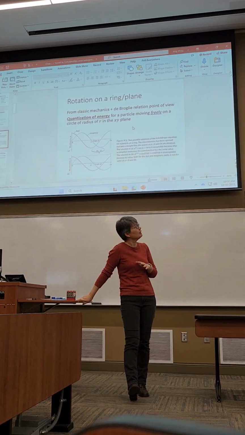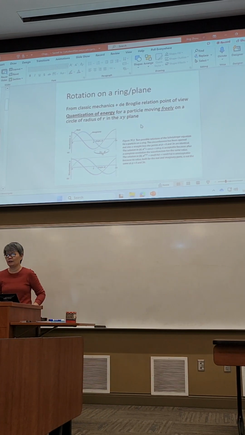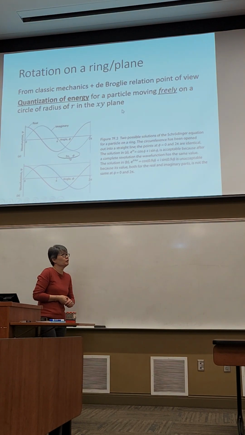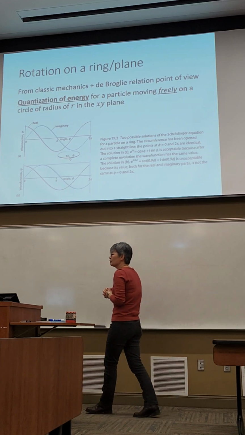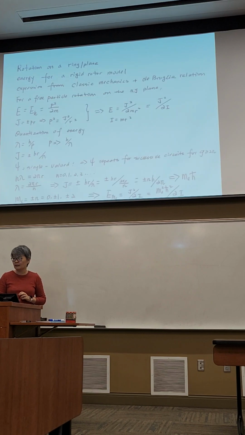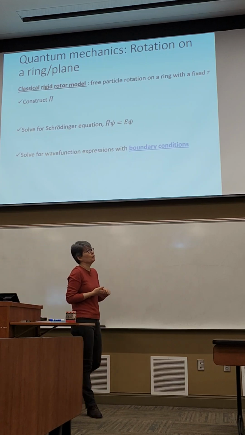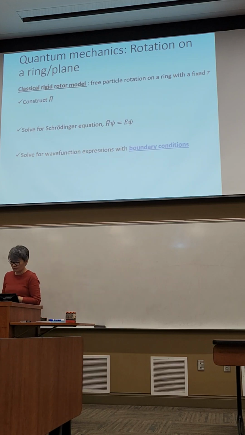So we started with an example for rotation of the plane on the ring. So here is the model. The model says it is a free particle moving on a two-dimensional plane, but we constrain the radius as a constant. We take the xy plane as an example, and we went through, from the quantum mechanics point of view, how we can generate the Hamiltonian operator and plug it into the Schrodinger equation.